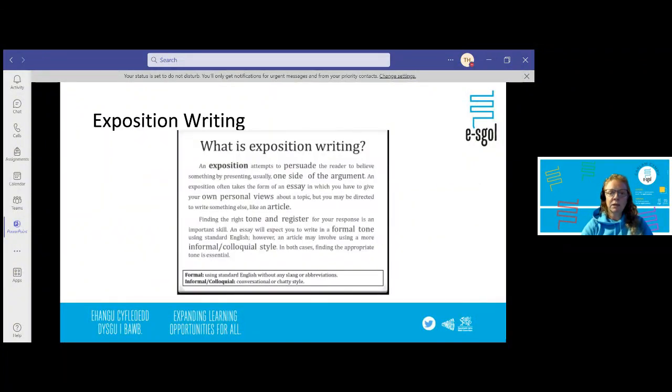Then there's an exposition piece. Exposition is when you're trying to persuade the reader to take on your point of view, but you don't need to worry about using the persuasive techniques too much. Exposition is where you give your point of view. You might like to use some of the techniques, but you don't have to. But it's about your opinion, your view.